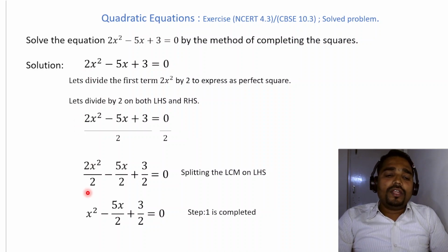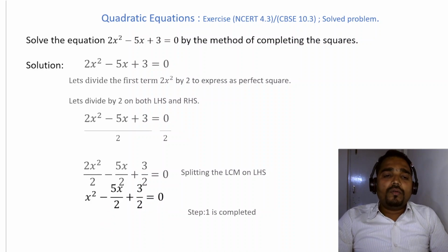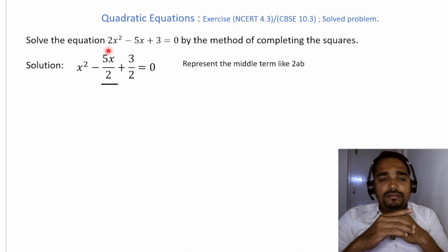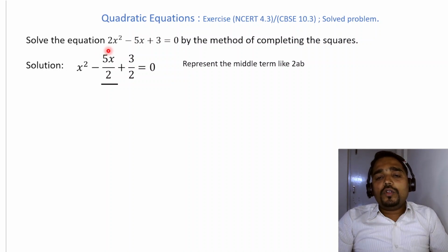Now, going to step number 2, in this step we have the middle term as minus 5x by 2. We will have to express it in the form of 2ab. Now, let us see how to do that. We have the number 5 in the numerator. Since 5 is odd, it cannot have 2 as a factor. Therefore, since we want to express the middle term in the form of 2ab, let us multiply and divide by 2.